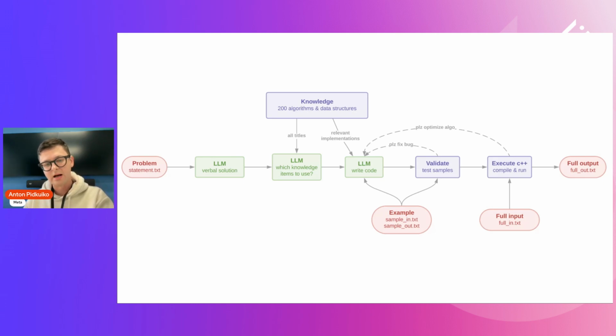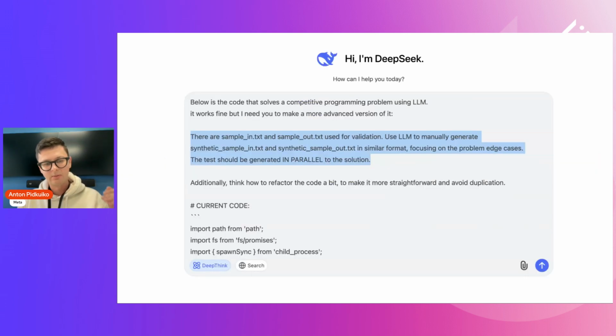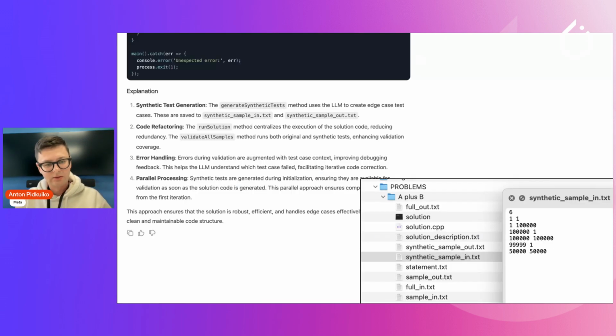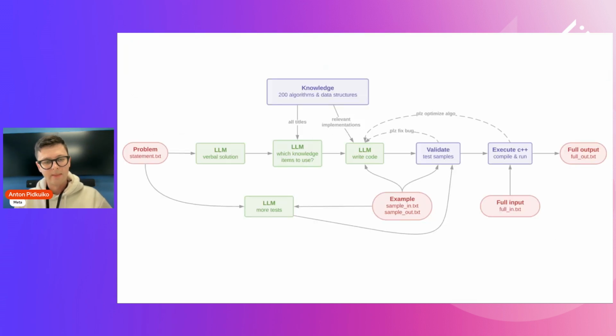What if the graph only has one node or some number is negative? So we can easily cover this kind of corner cases by synthetically adding more tests. And the LLM is pretty good at it. Same template, one prompt. There are sample input and output used for validation. Use the LLM to generate synthetic input and output, generate them in parallel. And it generates us synthetic sample input output, and our system looks like this now.